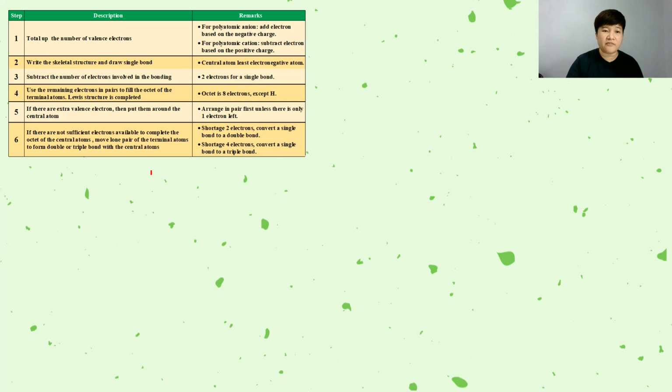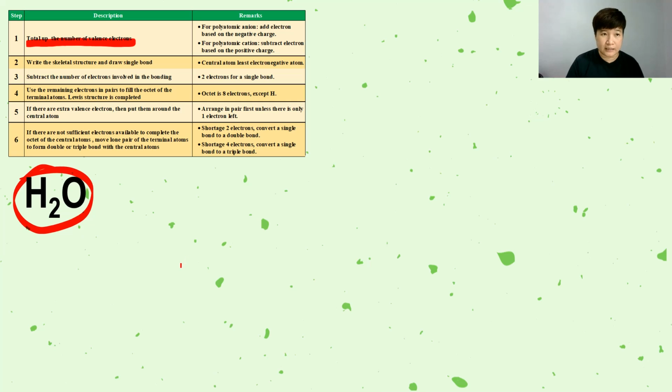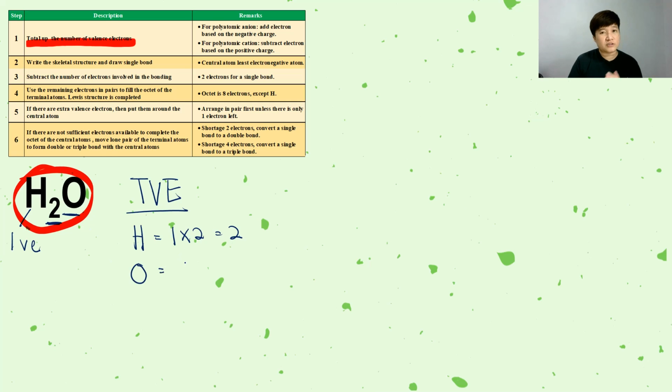The second example that we have on the screen is H2O. So we are having H2O here. The first step is still to total up the number of valence electrons. So the total valence electrons for your H2O will be hydrogen equals 1 times 2. Why times 2? 1 is because every hydrogen holds 1 valence electron, times 2 over here. So you have 2. Oxygen: how many valence electrons for oxygen? Oxygen is group 16, so 6 valence electrons. And therefore, the total valence electrons for water is 8. In other words, we have 8 electrons to put into your Lewis structure.